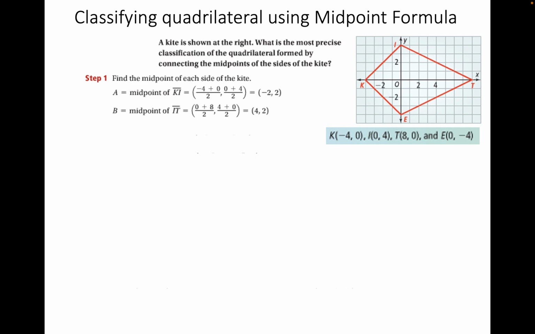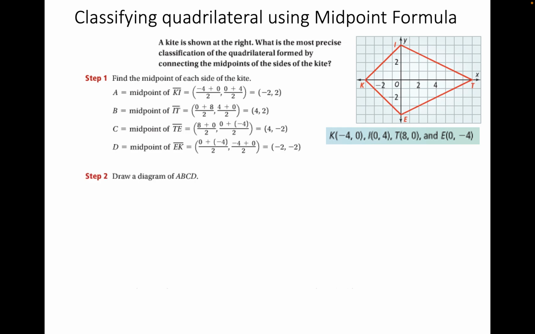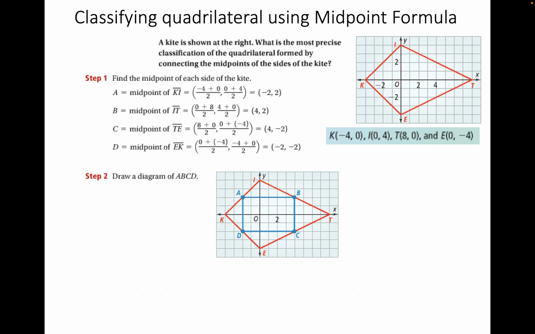For the midpoint of TE, I'll call that point C, and when I plug that into my formula, I get the midpoint of that is (4, -2). And then finally, the final midpoint is the one between E and K, which I'll call point D, and when I plug that in, I get (-2, -2). So now let's redraw that first diagram and draw ABCD right on it. It looks like this, and I put ABCD in blue so it's easy to see. And so you'll see that I have quadrilateral ABCD.